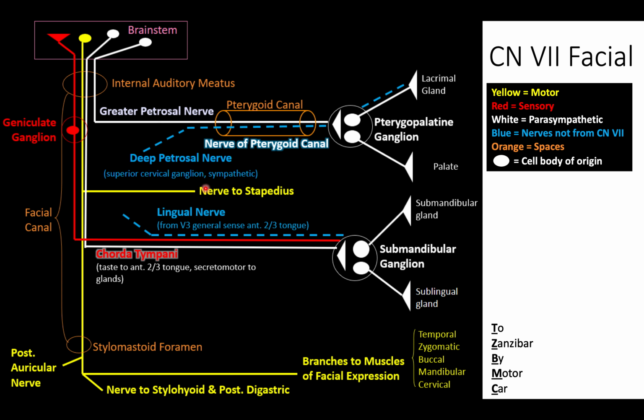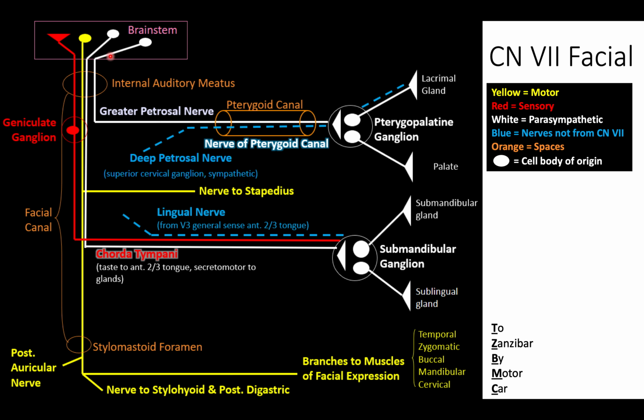So let's start first off with red, and that's going to be the sensation. So this is our special sensory. It's coming down through the internal auditory meatus through this facial canal, and it's going to synapse at the geniculate ganglion. It's going to continue on down and start traveling to our submandibular ganglion, and it's joining up with the parasympathetics to be called the chorda tympani. It's providing taste to the anterior 2/3 of the tongue.